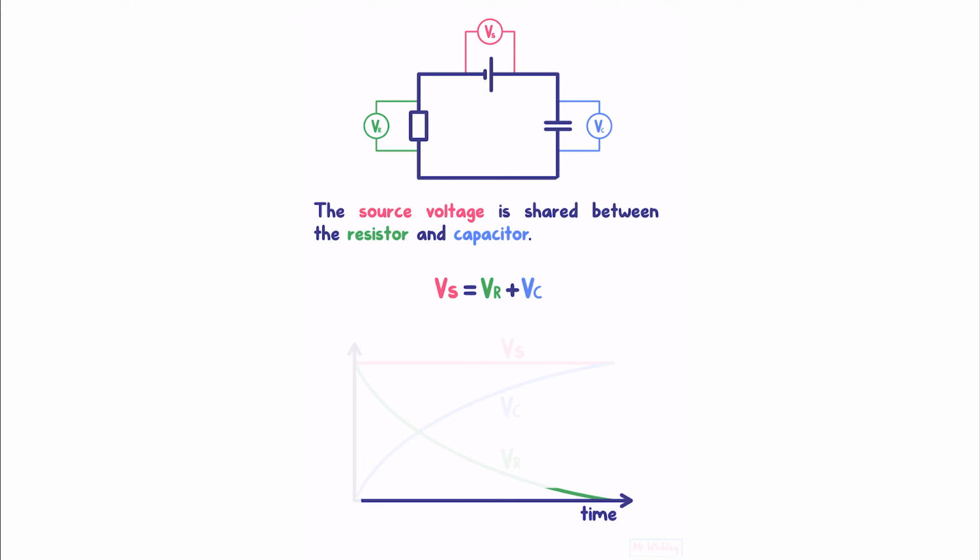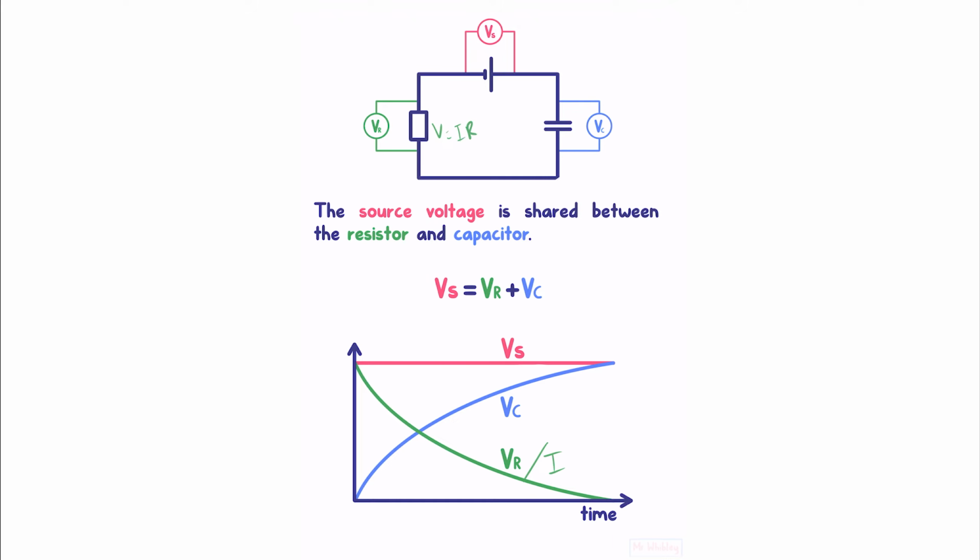And so, over time, the source voltage remains the same, and if we were charging our capacitor, as its voltage increases, our resistor voltage decreases. This is also apparent because the current follows the same curve, and as we know, V is equal to IR, and so the voltage across the resistor is directly proportional to the current. Let's use this in an example.